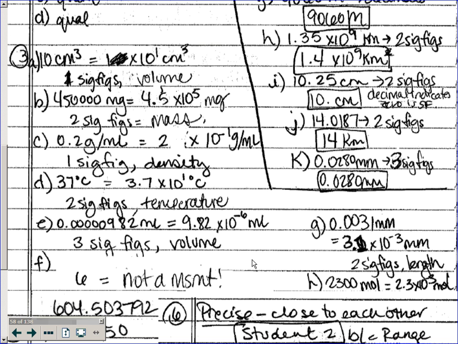K, 0.0280 millimeters. So how many sig figs are in K? How many? Loud and proud. 3, because that 0 in the front is kind of just a placeholder. You don't start counting until you get to the 2, 8, and then the last 0. So those are the ones I definitely wanted you to have a chance to double check, because you're just rounding to a number that would be truthful to what you know.